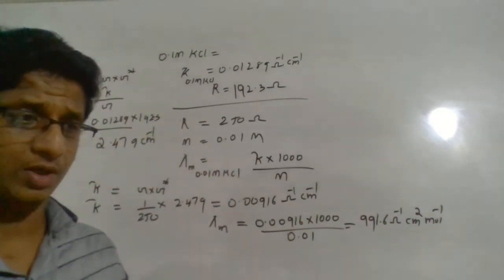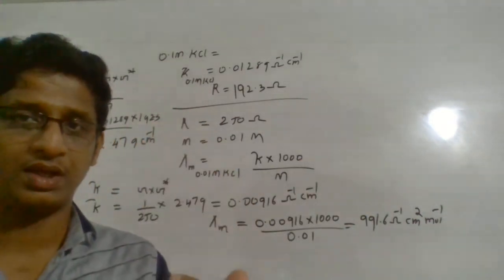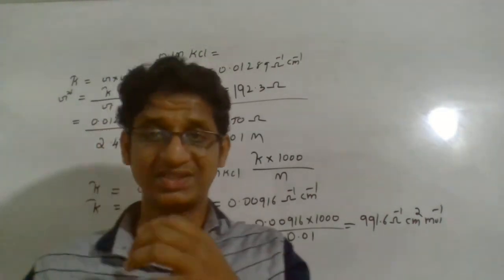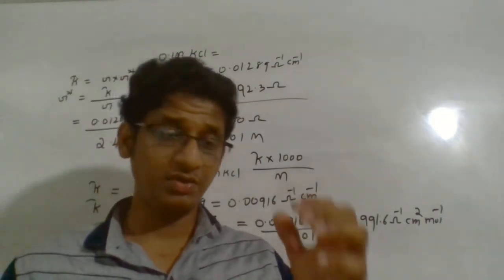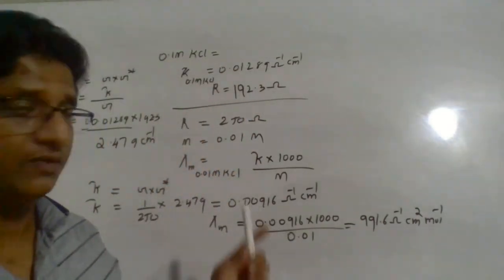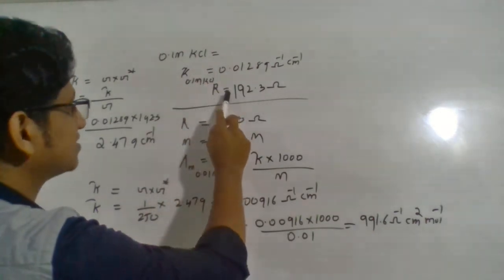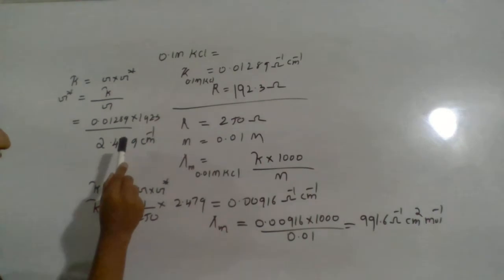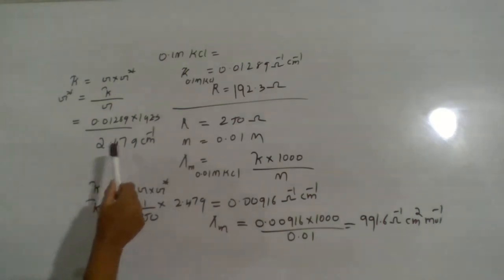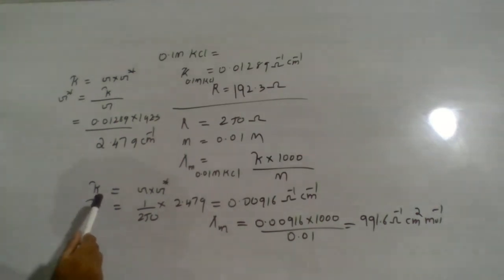So what's the difference in this problem? Here two solutions are given with different concentrations. The first one was 0.1 molar, another one was 0.01 molar. The molar conductivity of the second solution is asked. We are using the same conductivity cell, which means the cell constant will be the same. So first you find the cell constant from the first solution. Its conductivity and resistance are given. Once you have the cell constant, you can find the conductivity of the second solution.